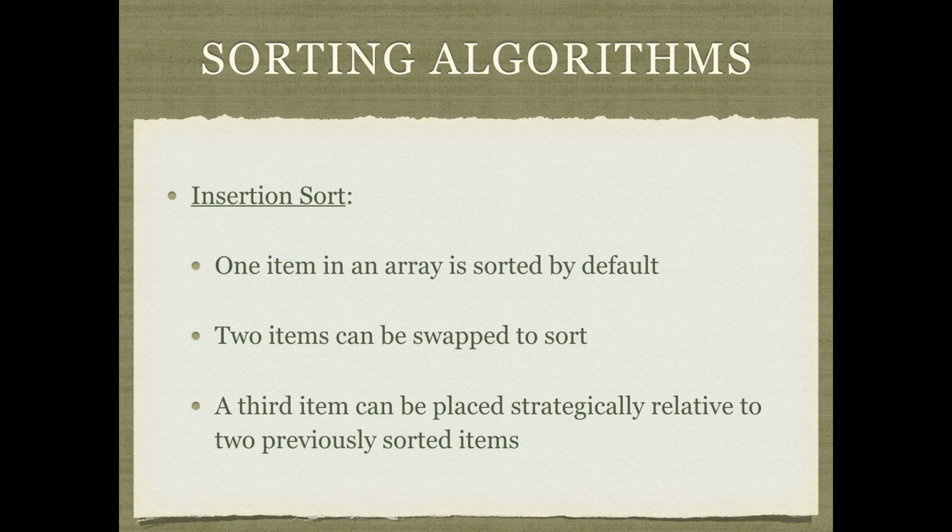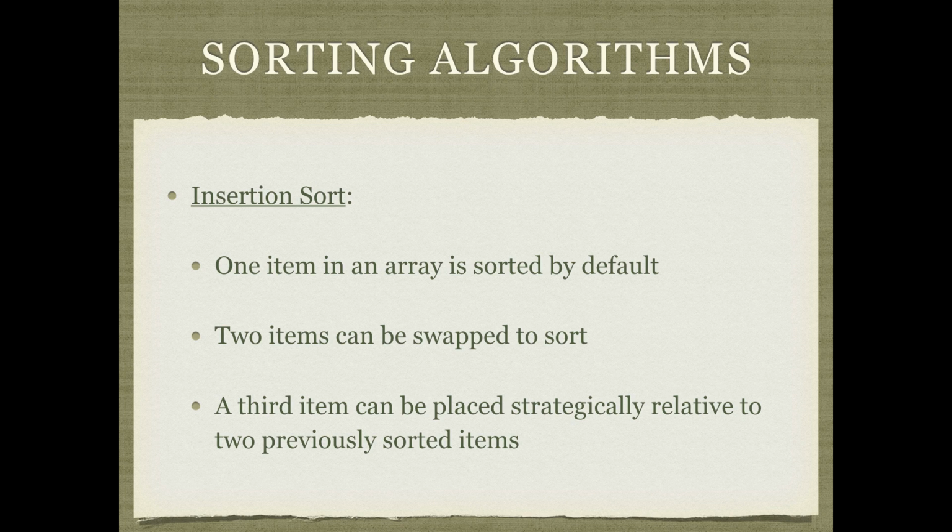So here's another algorithm we are going to discuss in detail. This is called insertion sort. So again, coming up against the idea that if there's only one item in the array that you're considering, then it is sorted by default. But if you have 2 items, as in the bubble sort, then if they're out of order, you can swap them in order to sort them.